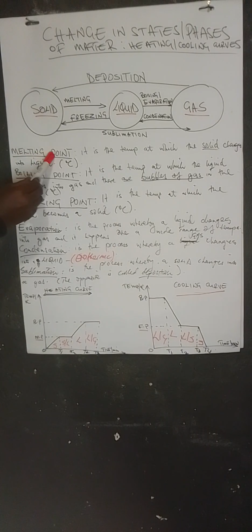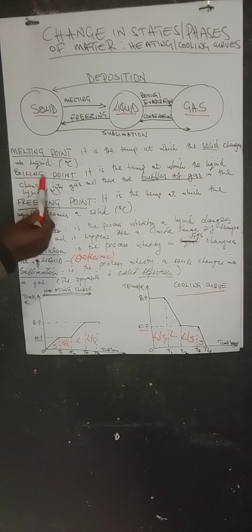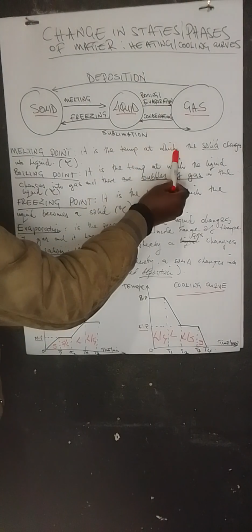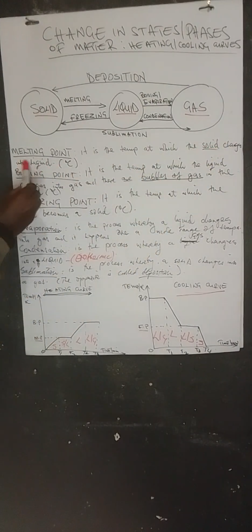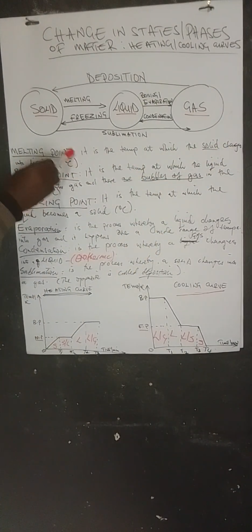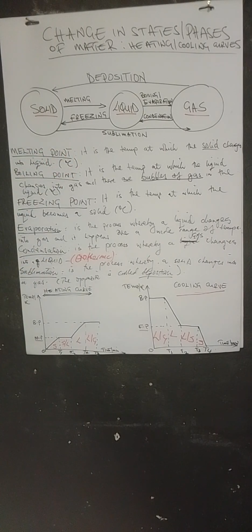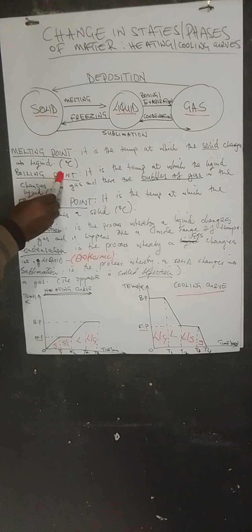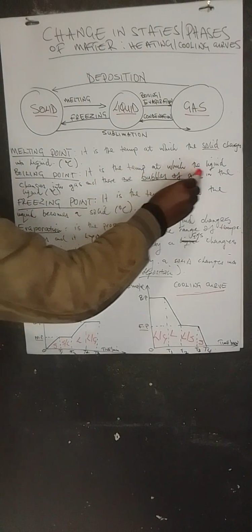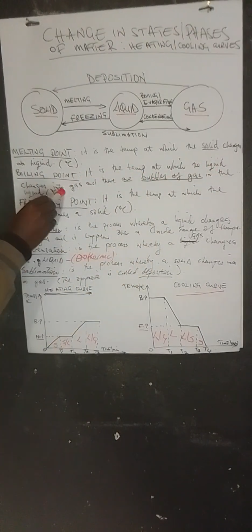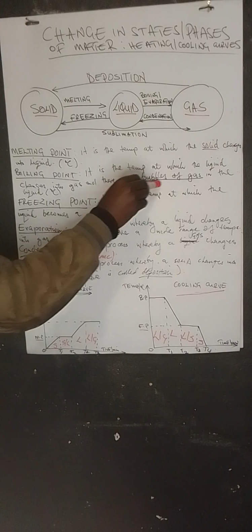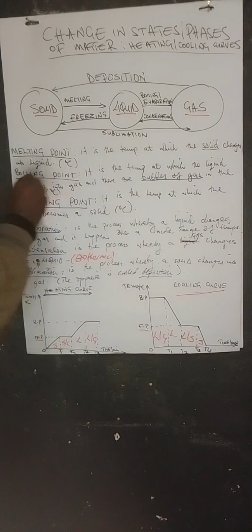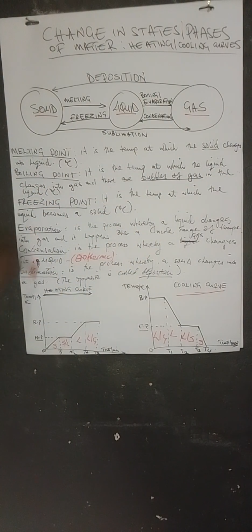What is the melting point? You are supposed to define it as the temperature at which the solid changes into a liquid, and it is measured in degrees Celsius. What is the boiling point? It is the temperature at which the liquid changes into gas, and there are gas bubbles in the liquid, and it is also measured in degrees Celsius.